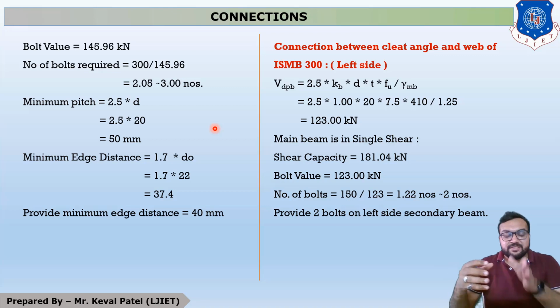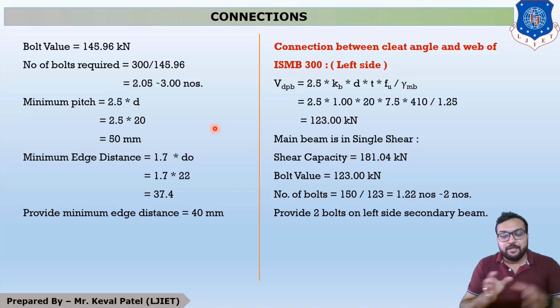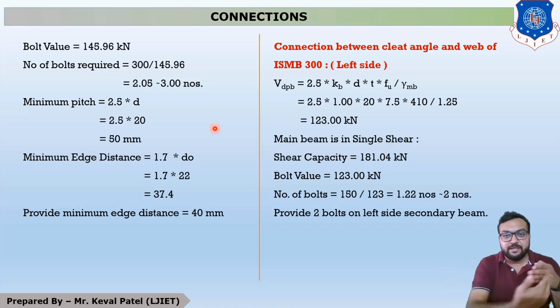Now similar calculation for left hand side of secondary beam, and you all know that the left hand side of secondary beam is also in double shear, because one web cleat angle is connected over this side and another is on this side. So the shear capacity of bolt in double shear is 181.04.